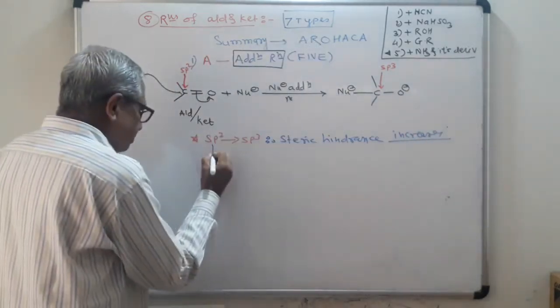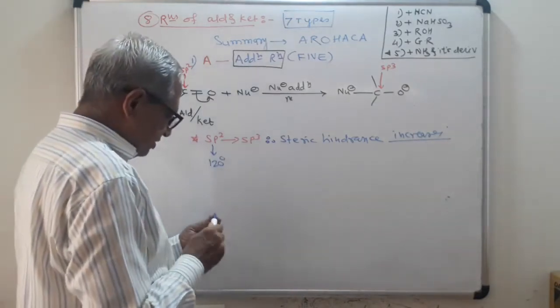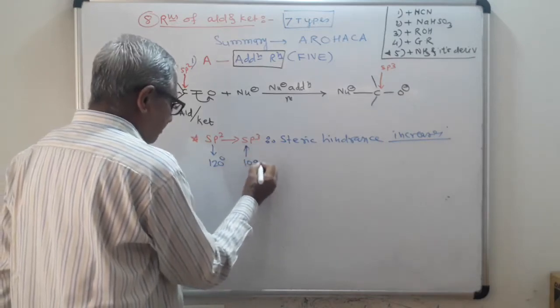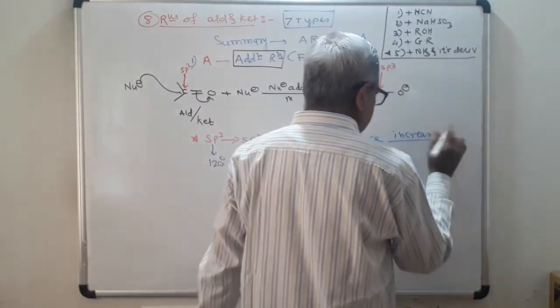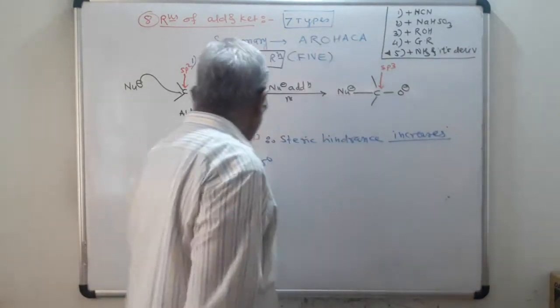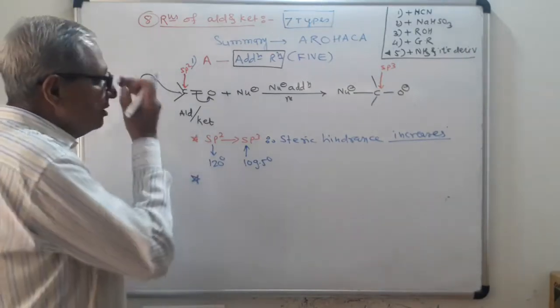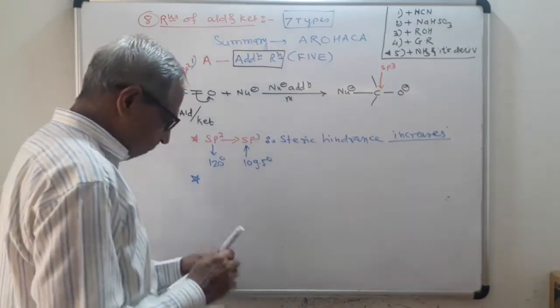Because in sp2 hybridization, the bond angle is 120 degrees. In sp3 hybridization, the bond angle is 109.5 degrees. And therefore, we can say that steric hindrance increases. Second important question here: type of reaction. It is a nucleophilic addition reaction.